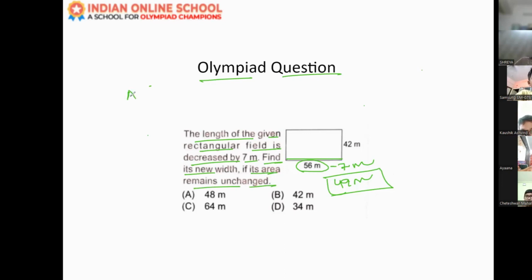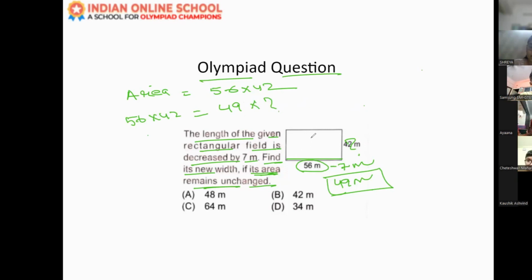Previously, what was its area? 56 into 42. Correct? When the length changes, it becomes 49. But you don't know the width. The question says the area remains unchanged. So basically, 56 into 42, whatever it would give, should be equal to 49 into question mark. Correct? So we will divide.